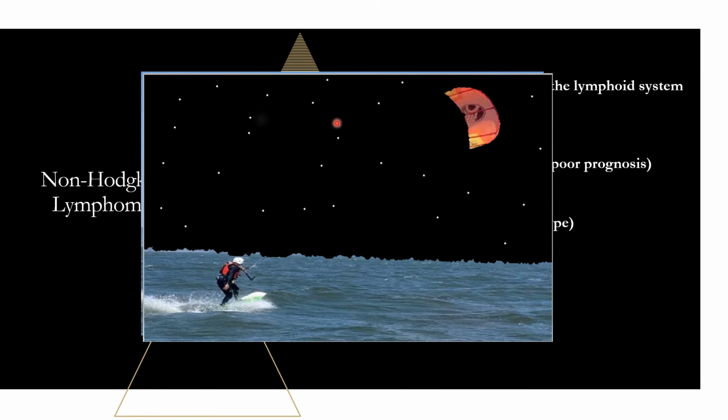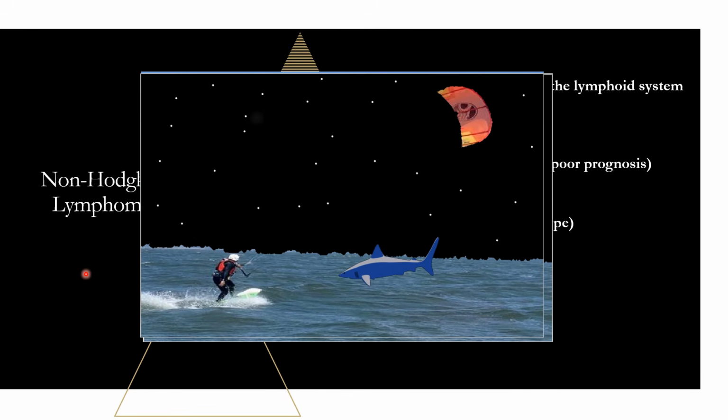And what do you see here? All of a sudden you see all of these stars in the sky because it's the middle of the night. So Burkitt, you're thinking of a guy kite surfing in the middle of the ocean in the middle of the night, starry sky appearance. All right, next thing.